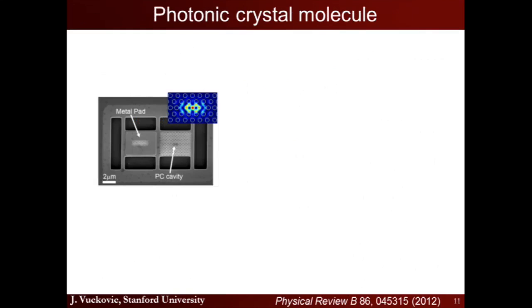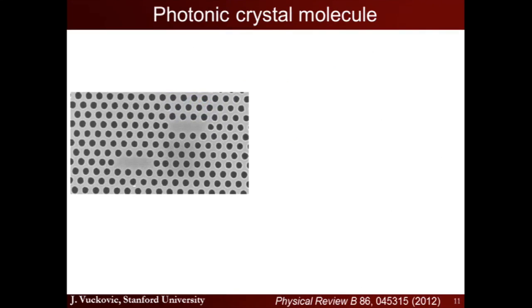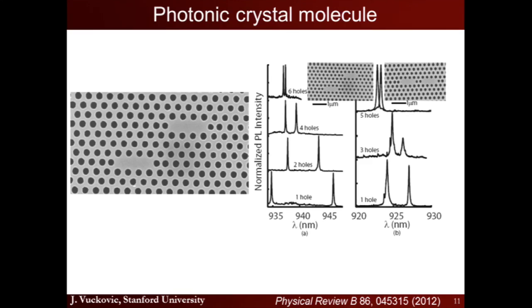So now instead of using a single cavity, we use a molecule. In this case, we have 2 cavities that are mutually coupled. And as expected, we should see bonding and anti-bonding states, supermodes of the system. And the separation between supermodes should increase as we increase the coupling between resonators. And in photonic crystals, we increase the coupling by reducing the distance between resonators. As you see here, as we reduce the number of holes between resonators, coupling increases and separation between supermodes increases.